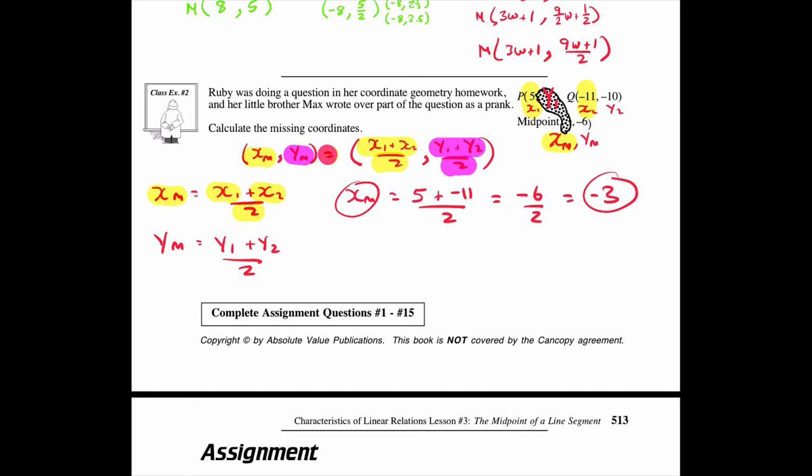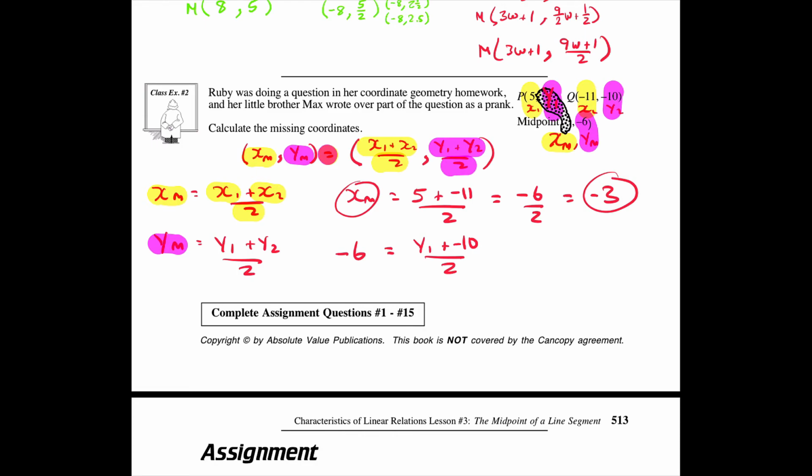Now what about the y midpoint? We can see it is negative 6, so they give us that value already. I will substitute that in for the y midpoint. It's going to equal y1 plus y2. y1 is unknown and y2 is negative 10. So it's going to be y1 plus negative 10 divided by 2.